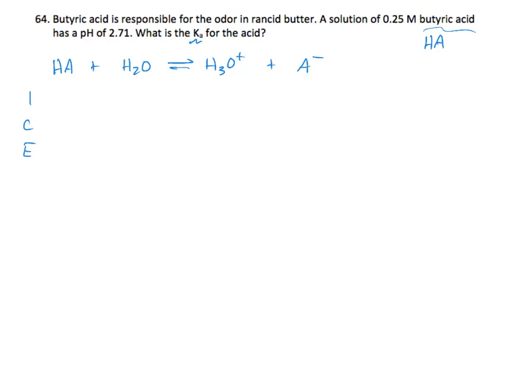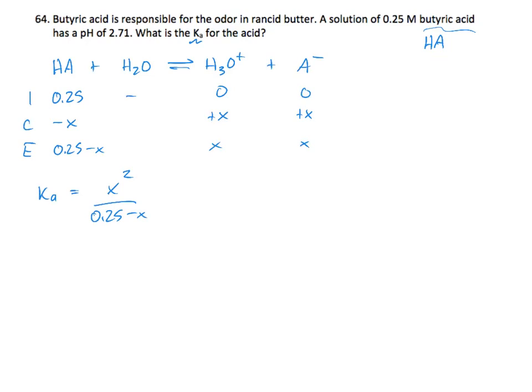Initially, HA concentration is 0.25 molar, and we use 0 and 0 for the values of H3O plus and A minus. Some of the HA will react, so you'll lose some amount X, and you'll increase on the right by some amount X, so that at equilibrium you have 0.25 minus X, X, and X. Our Ka will be equal to x squared over 0.25 minus x.